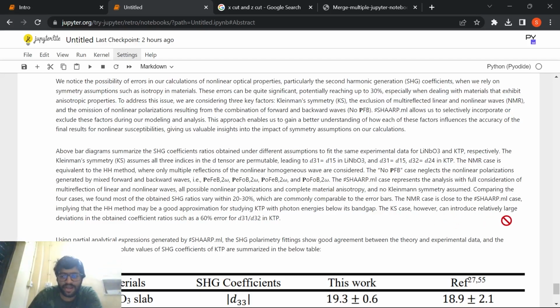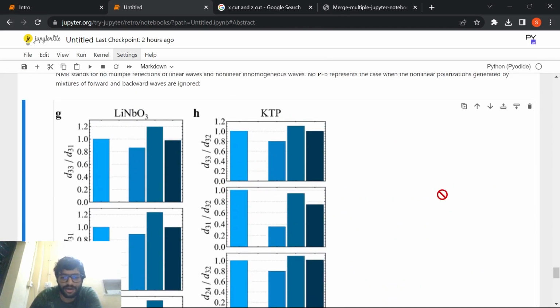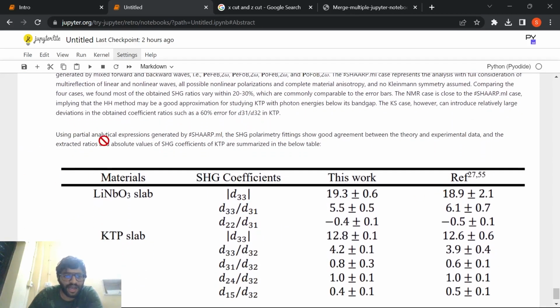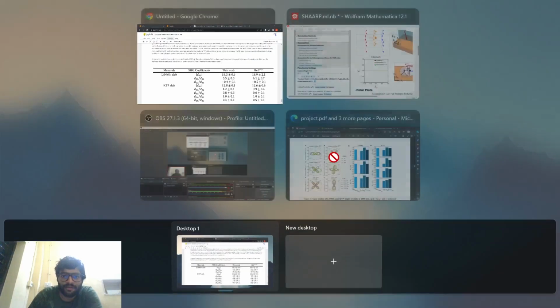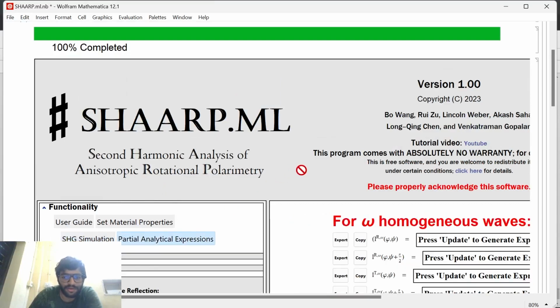The KS case, however, can introduce relatively large deviations in the obtained coefficient ratios, such as 60% for the pre-1 pre-2 case in KTP, a huge error with the assumption of climate symmetry. And using partial analytical expressions generated by Sharp or Temple, the SSD polarimetry fitting shows good agreement between theory and experimental data, and the extracted ratios and absolute values of SSD coefficients of KTP are summarized in the table below. We can also obtain partial analytical expressions from here.